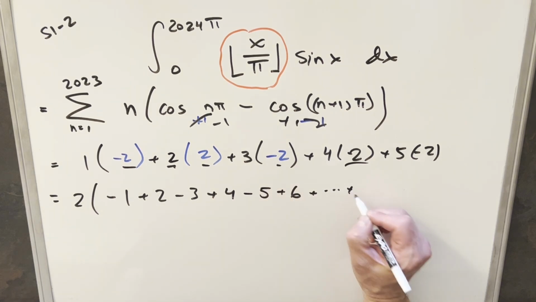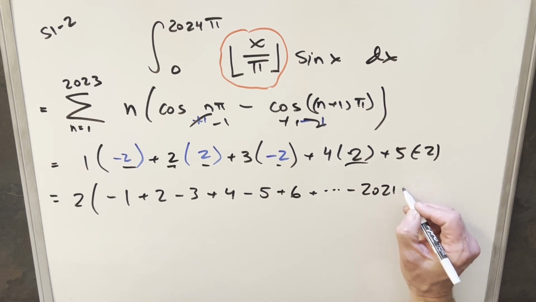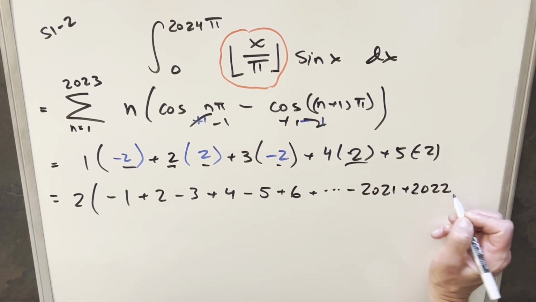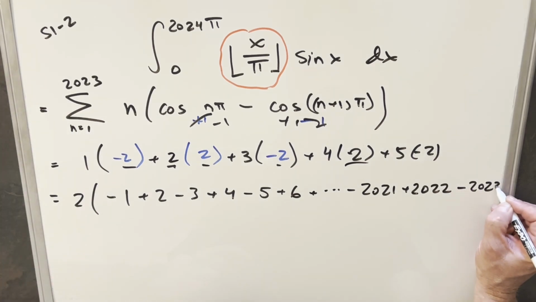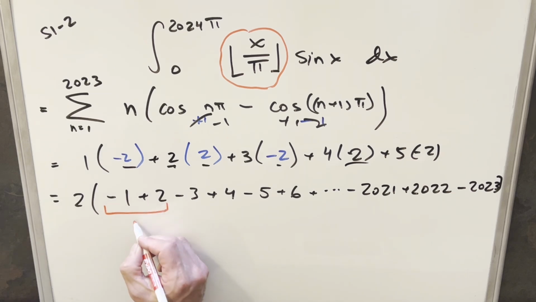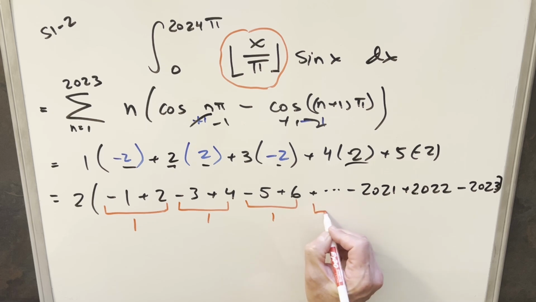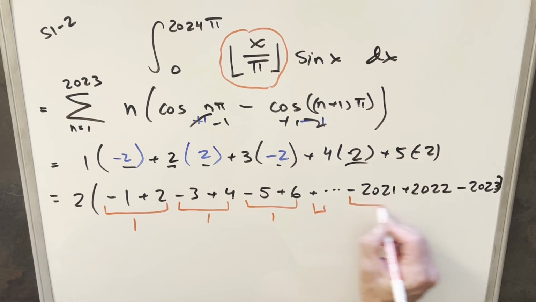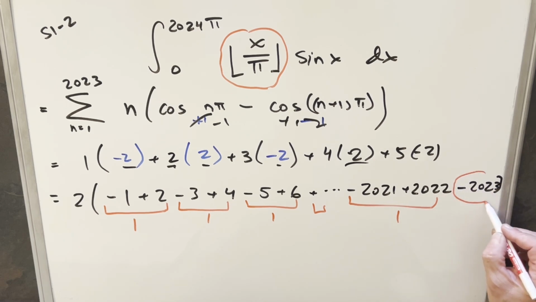So what I can do, let's actually just look at the last few terms. Let's look at minus 2021 plus 2022. And our last n value is 2023, so we'll just have a minus 2023 on the end. But then we can just group the terms that are next to each other. 2 minus 1 is 1. 4 minus 3 is 1. And so every pair is going to be just 1. But we are going to have this one term at the end, because this doesn't have anything matching with it. So at the end, we're going to have to subtract 2023 from everything.